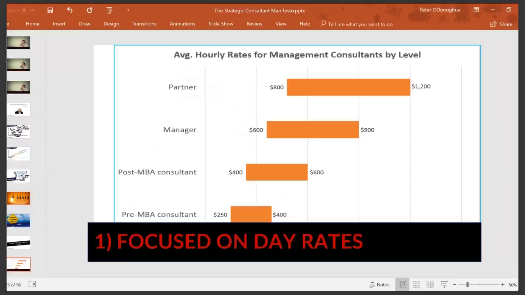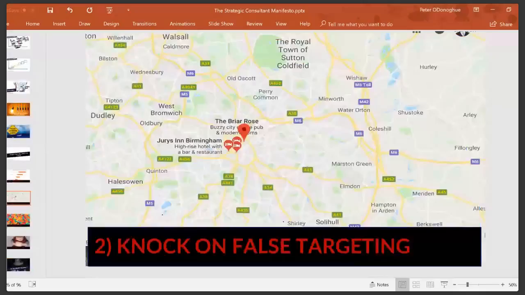And I call it the domino effect. So it's a knock-on effect. If you are thinking in terms of day rates, you are now restricting your marketplace. And that's what many people do. False targeting. I want to charge £1,000 a day and I want to work 14 days per month. And because of that, I can only travel an hour and a half.